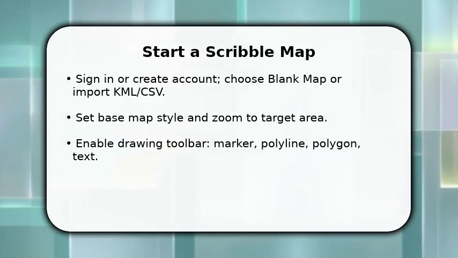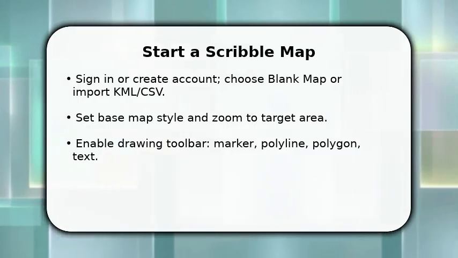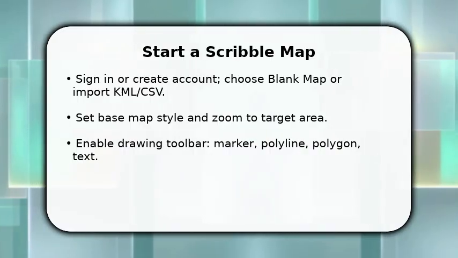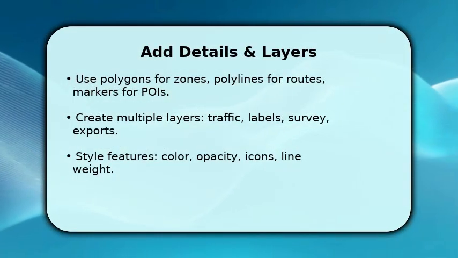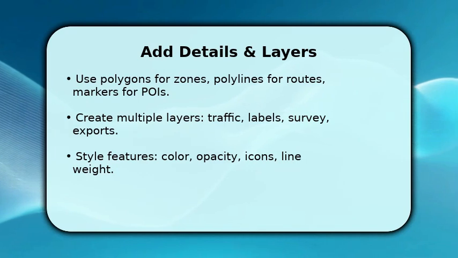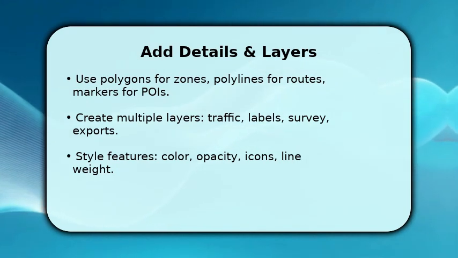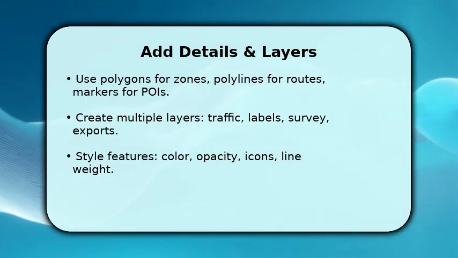Make sure to name the map now so later edits are organized. This prevents accidental overwrites when you export or share the map. Now focus on adding detailed content. Draw polygons to mark zones, polylines for routes, and markers for points of interest. Once done, organize these elements into separate layers so you can toggle visibility and export specific datasets.